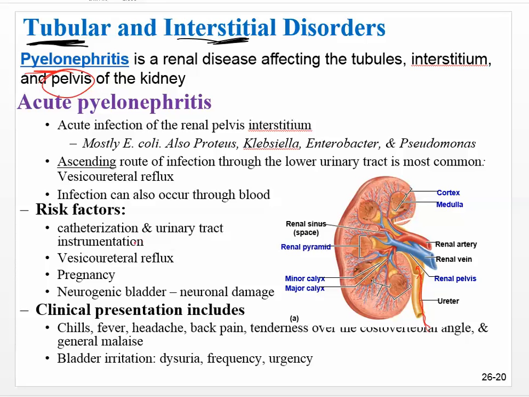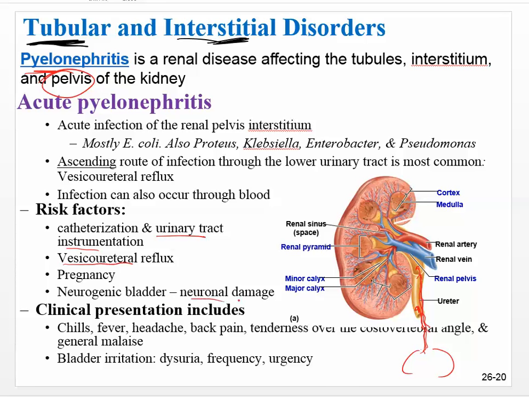Okay, so risk factors: catheterization, urinary tract instrumentation, and vesicoureteral reflux. Basically, that means urine is moving up from the bladder. The bladder is down here trying to collect urine, and then you have reflux, which means movement backwards. Pregnancy may lead to some kind of blockage. Neurogenic bladder is where the bladder isn't emptying properly, usually because of some kind of neuronal damage.